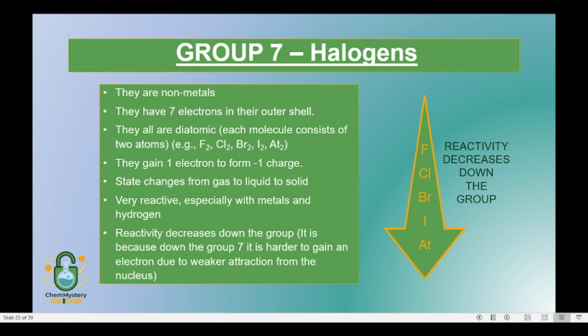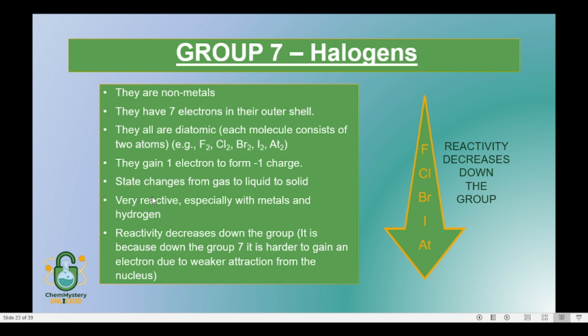Now they gain one electron to form negative charge. We will discuss this point when we move on to the oxidation state. State changes from gas to liquid to solid. We will discuss this point as well later in this lecture. Very reactive, especially with metals and hydrogen. They are very reactive with metals and hydrogen.